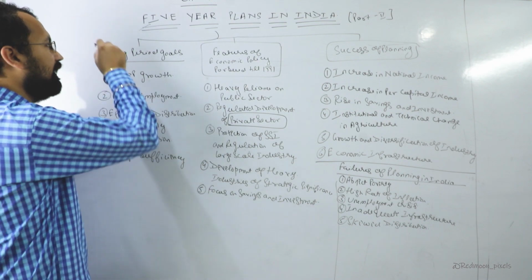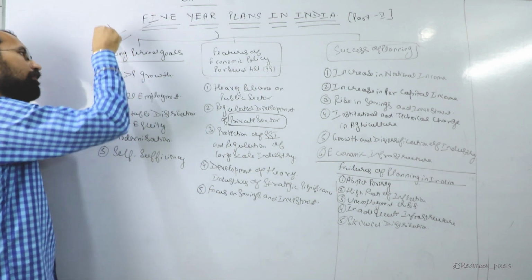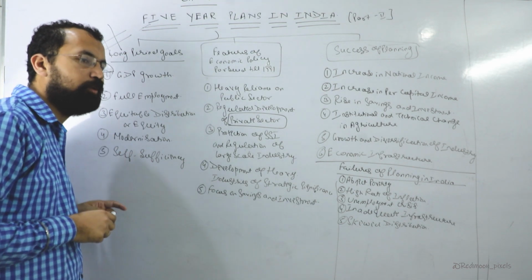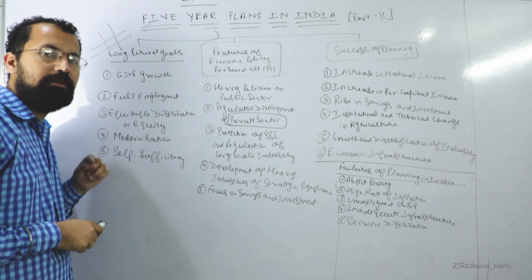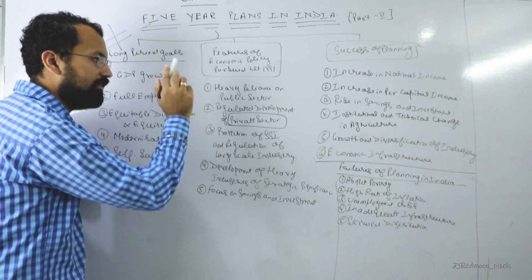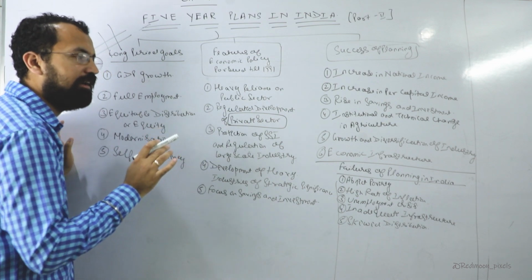First heading we have already done, that is long term goals. Long term goal means the common goals for the 5-year plans. Next heading is short term goals. Short term goals means the plans that we formulate for the achievement of long term goals. These were the features of the economic policy pursued till 1991.